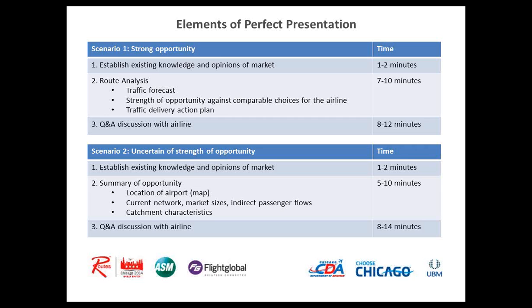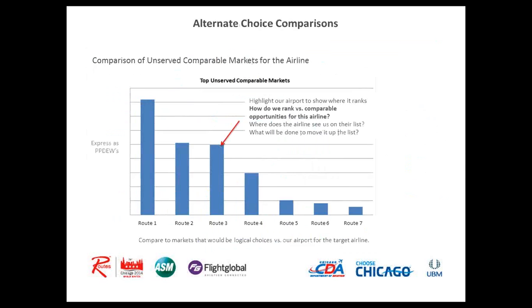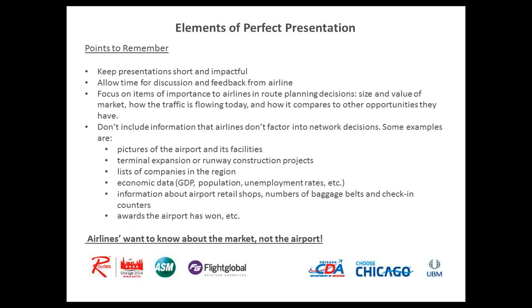The second part of the meeting, essentially, looking at the strong opportunity scenario, that's where you want to present your business case, your traffic forecast, how that opportunity compares to other alternatives the airline may have, and what you as an airport are going to be able to do to help deliver the traffic. Obviously, in a case where you don't have the data to present a proper forecast, then you want to talk in more general terms in terms of the location of the airport with a map to show where it is, especially if it's an airport the airline may not be familiar with, what your current network is, the market sizes, indirect passenger flows, and catchment characteristics.